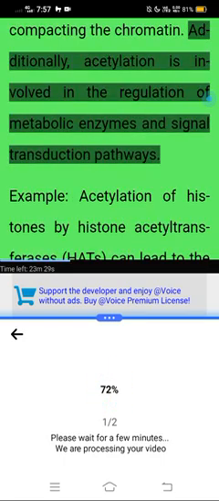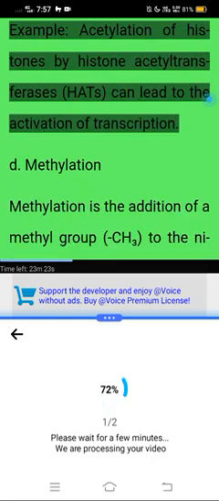Additionally, acetylation is involved in the regulation of metabolic enzymes and signal transduction pathways. Example: acetylation of histones by histone acetyltransferases (HATs) can lead to the activation of transcription.